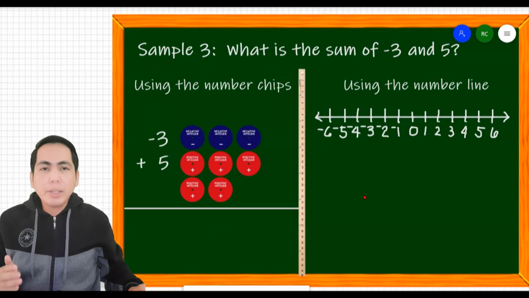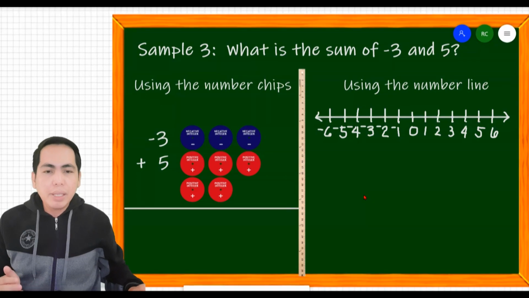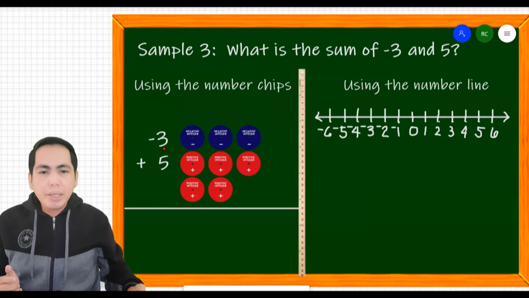It says here, what is the sum of negative 3 and 5? So we have a negative integer plus a positive integer. Let's begin by using the number chips. Let's represent the negative 3 first. So we have 3 blue chips, while the red number chip represents the positive integer. So we have 5 red chips because our second addend is positive 5.